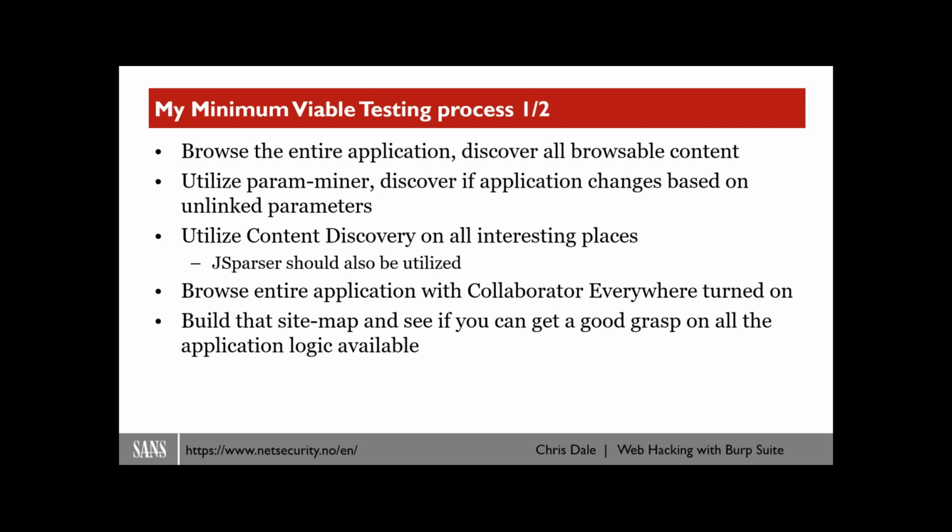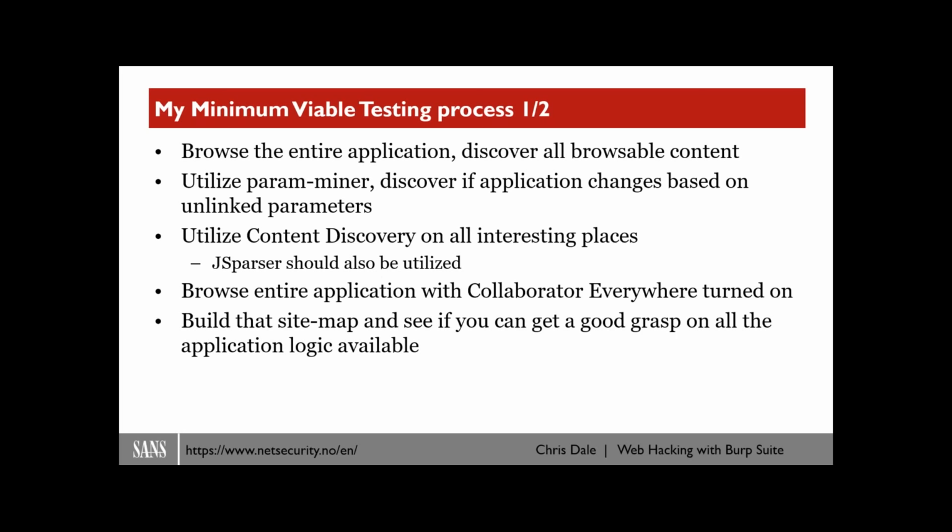We're going to be utilizing Param Miner and JS Parser to see if there's anything extra we can find that adds to the attack surface. And then we do a quick browse of the entire attack surface using the Burp Collaborator Everywhere extension, which will add some headers to our request, giving us indications if there are any potential vulnerabilities with callbacks and more.